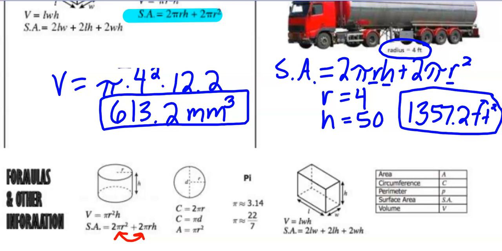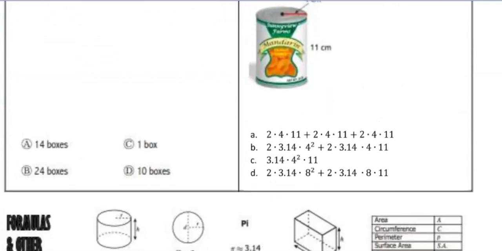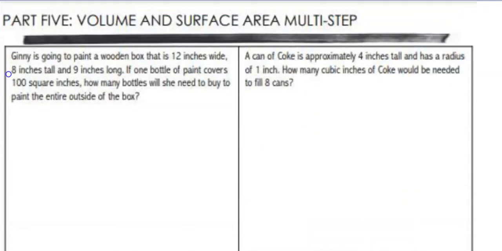All right, last page. Now we're going to look at some multi-step problems, 4 multi-step problems with volume and surface area. So the first one, Jenny's going to paint a wooden box that's 12 inches wide, 8 inches tall, and 9 inches long. If one bottle of paint covers 100 square inches, how many bottles will she need to buy to paint the entire outside of the box? This is just like our problem of the day.